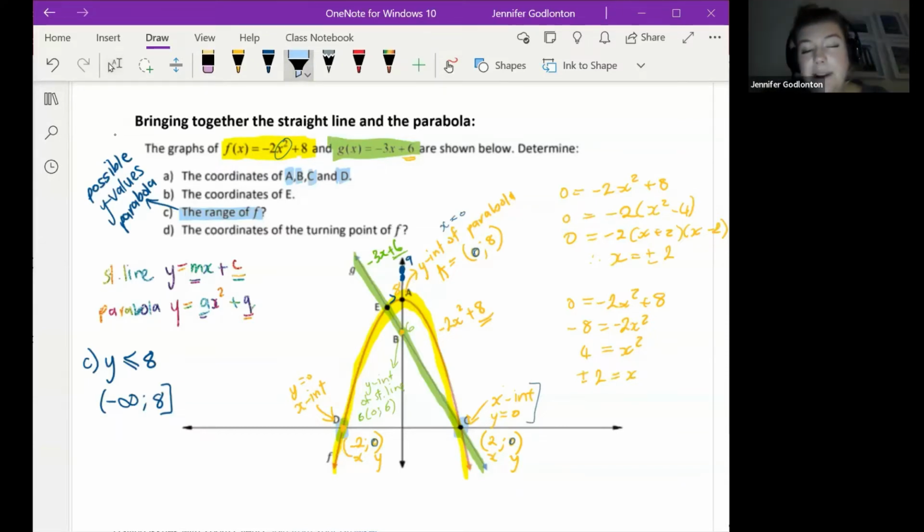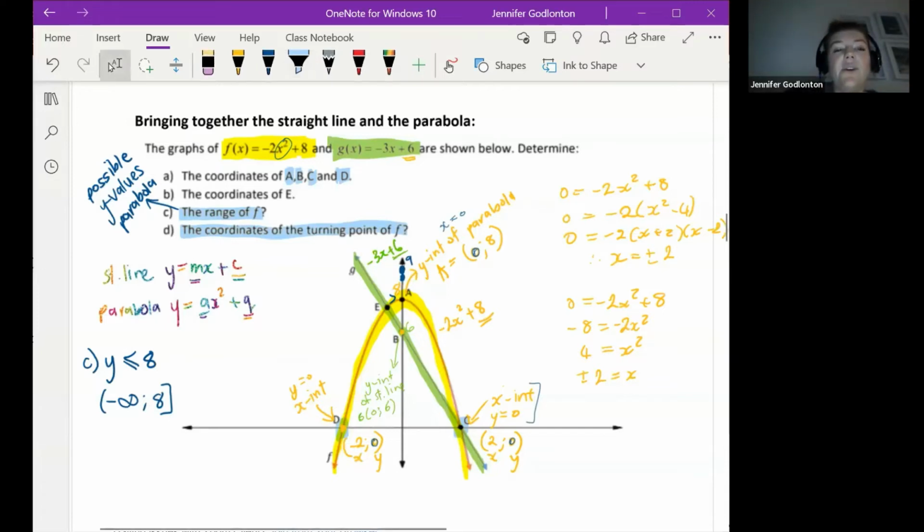Next one should be really easy after what we've just spoken about. Next one is we're looking at what are the coordinates of the turning point of F. What are the coordinates of the turning point of F? Emmanuel.